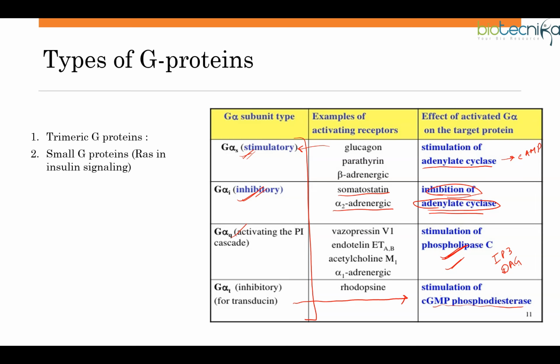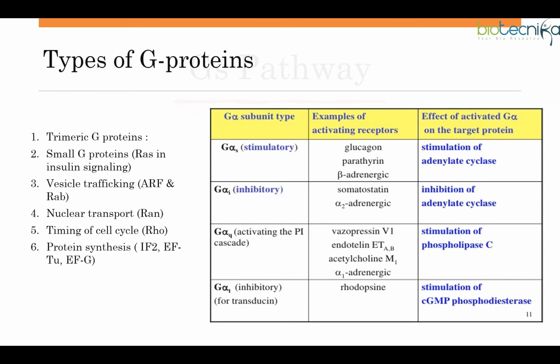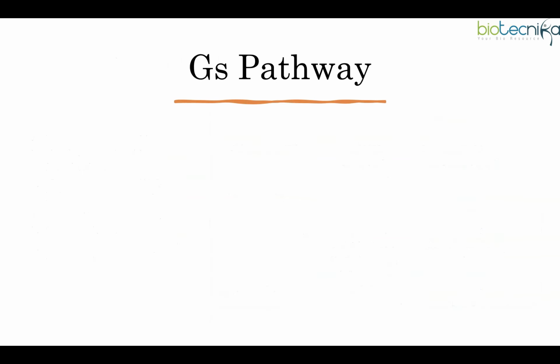Okay, apart from that, you also have small G proteins. Okay, so they are not trimeric. That example is Ras in insulin signaling. You also have some other types of G proteins that we see in nuclear transport, example Ran, or in the cell cycle, which we see Rho. So these are also categories of G protein. Even in protein synthesis and vesicle trafficking, Rab, these are all forms of G protein.